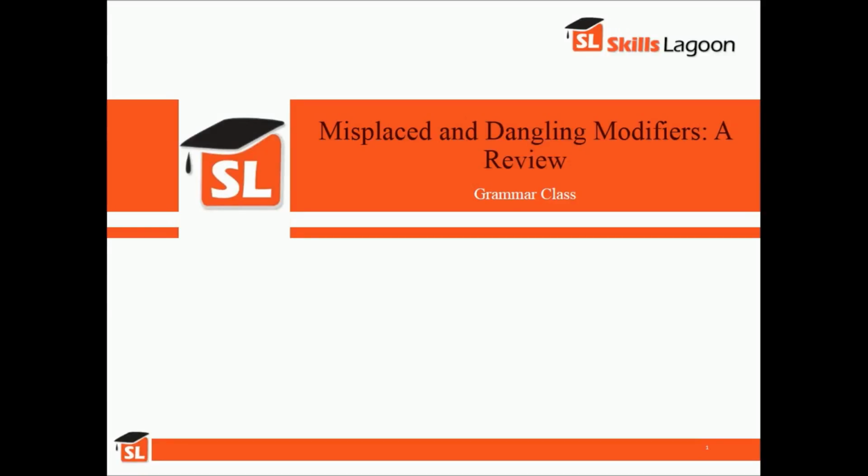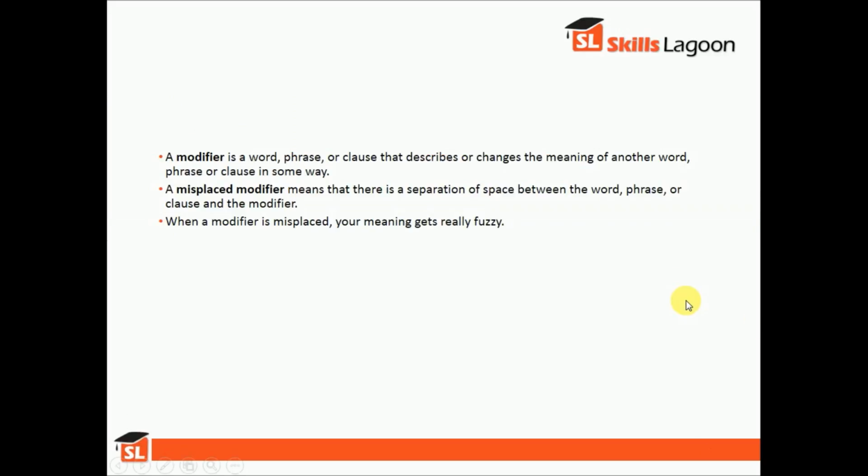Let's look at the next topic, which is modifiers, and the main errors in this are misplaced and dangling modifiers. Before we proceed forward, let's have a look at what a modifier is. The very basic modifier is something that modifies something. It's a word, phrase, or clause that describes or changes the meaning of another word, phrase, or clause in some way or another.